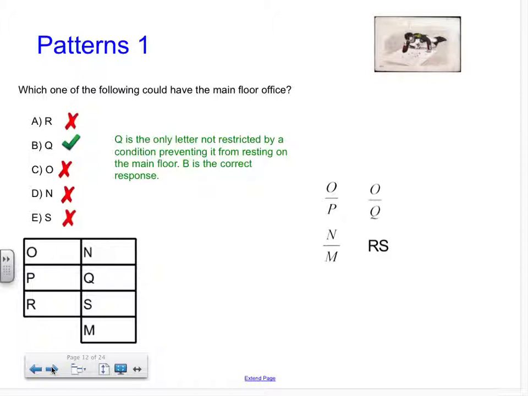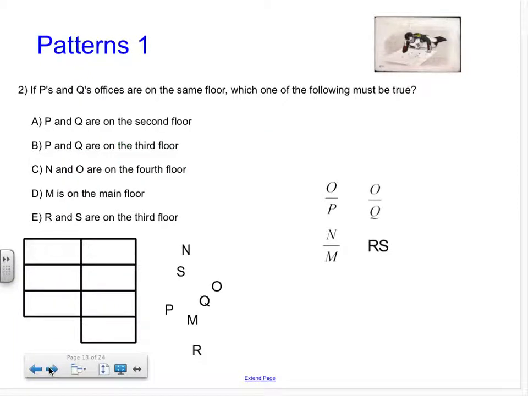And just to recap, Q is the only letter not restricted by a condition, preventing it from resting on the main floor. B is the correct response. Please take a moment to read through pattern question 2. Press pause, and when you are ready to continue, press play.